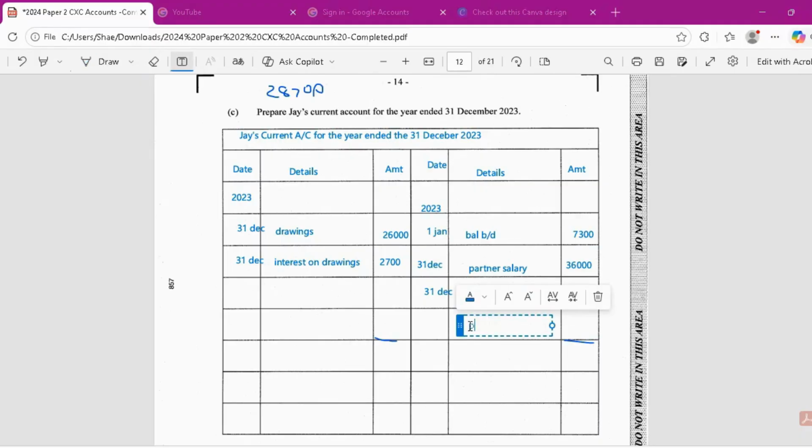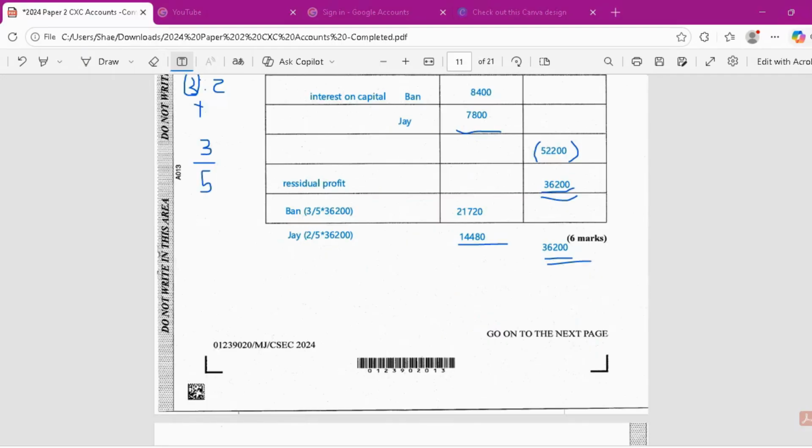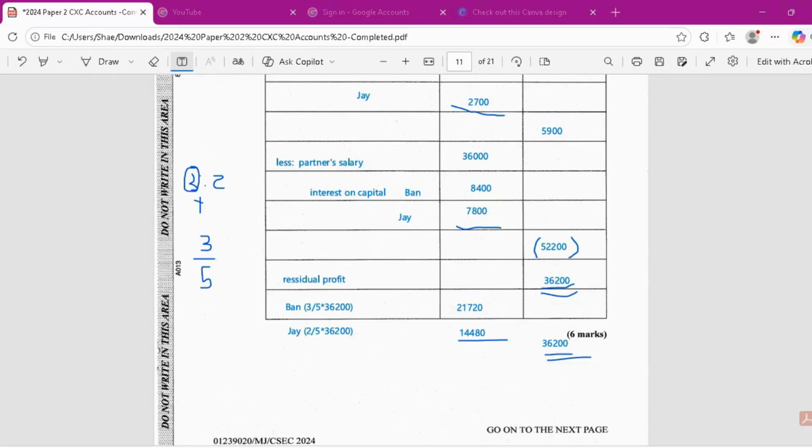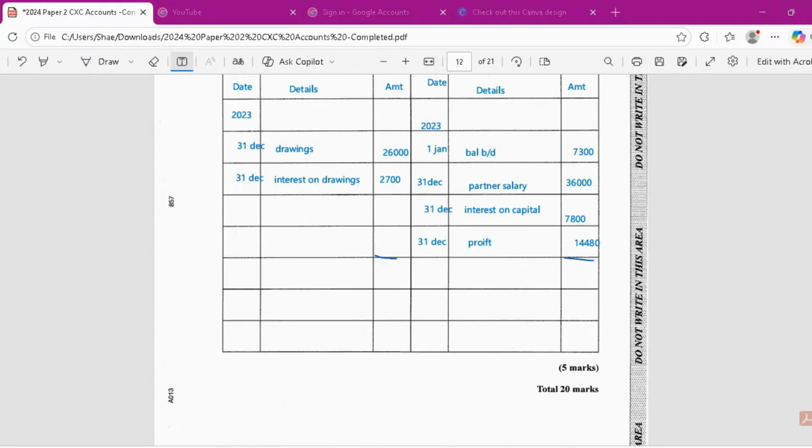And we're leaving off something. He also received a profit. Remember, his share of profit was 14,480. Let me just scroll up to show you that. 31st of December. So you always put the profits on the credit side as well. So my arrow. So that's 14,480. Alright, so add the credit side now. And do draw your lines until you're sure.